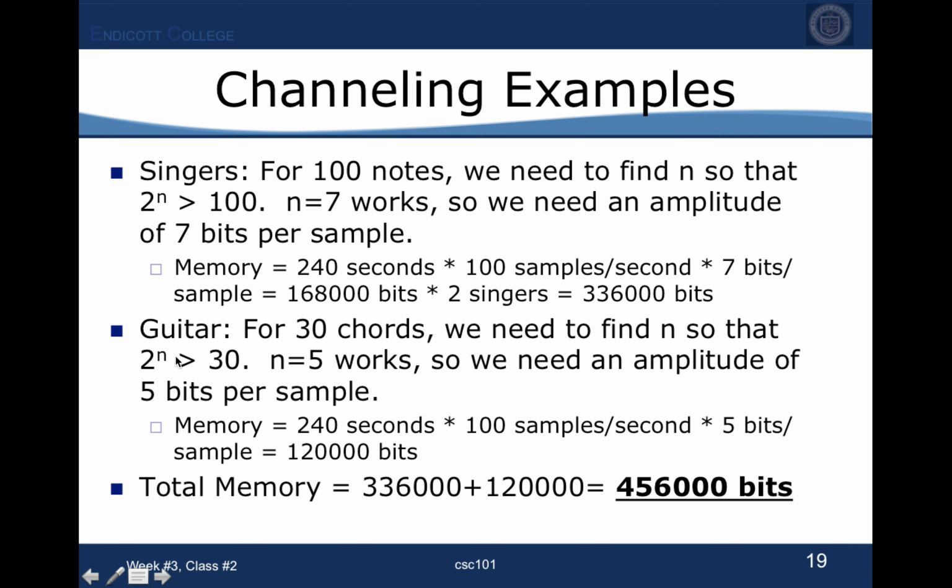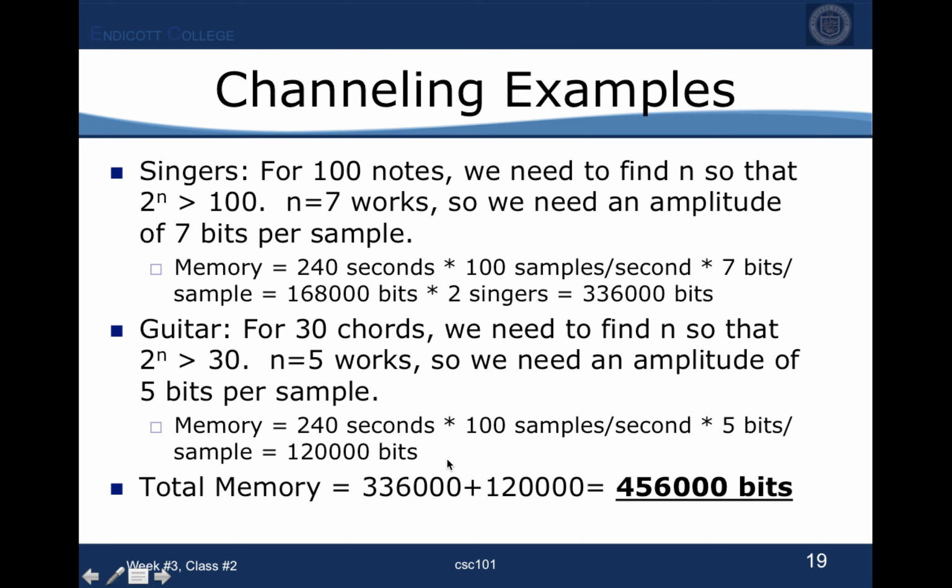For the guitar, it's a similar story, except the only difference is that there are only 30 different tones I need to be able to distinguish. So we can get by with just 5 bits, right? Same game: when does 2 to the n become more than 30? When n equals 5, you get 32, so you're just over 30. So you need 5 bits per sample. And so it's the same calculation, but with 5 instead of 7.